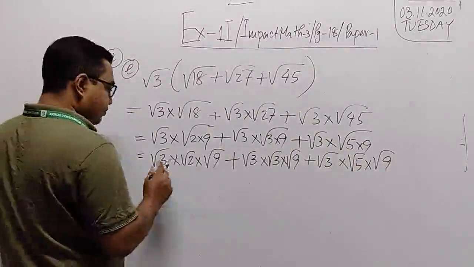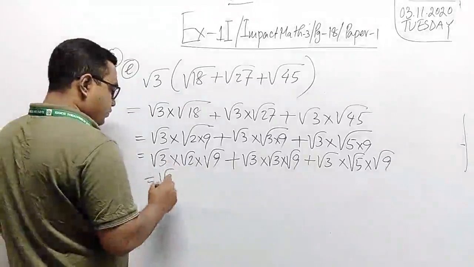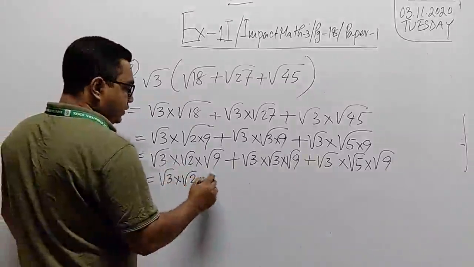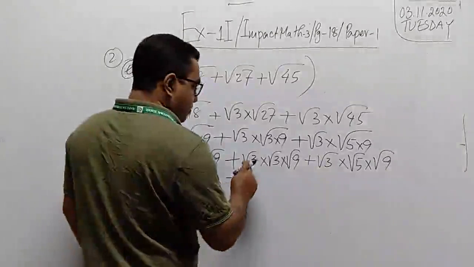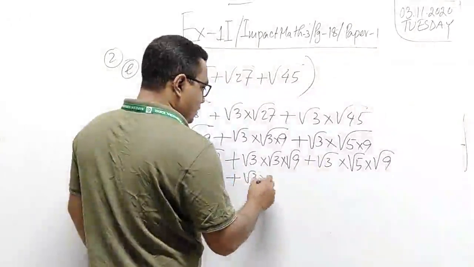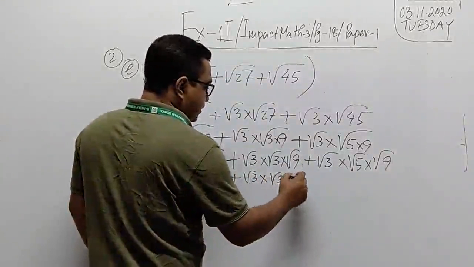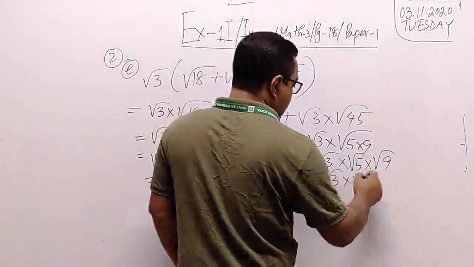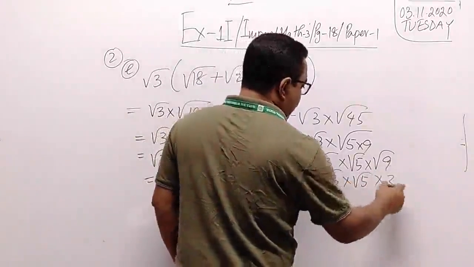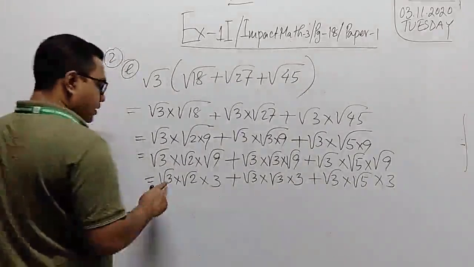I'll simplify them. Square root of 3 into square root of 2 into 3. Here, square root of 9 is 3. Plus square root of 3, square root of 3 into square root of 3 is 3. Plus square root of 3, square root of 5 into square root of 9 is 3. Now try to simplify them.